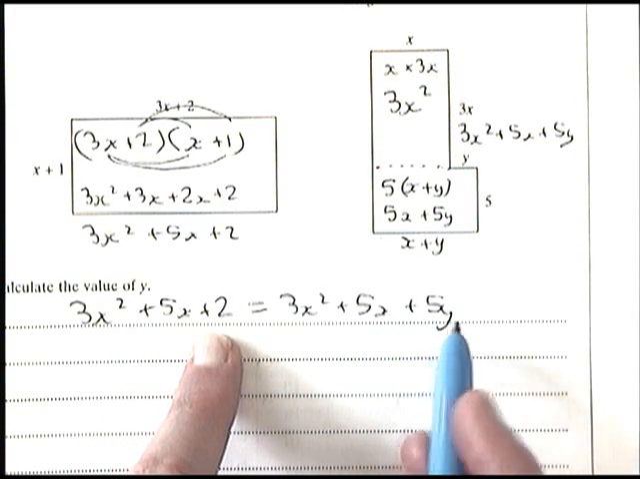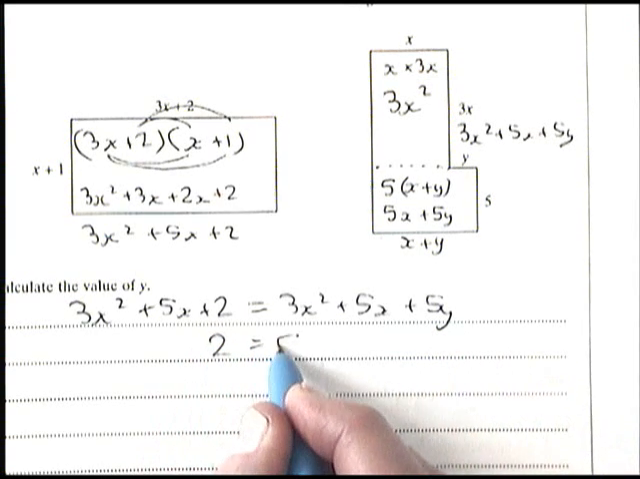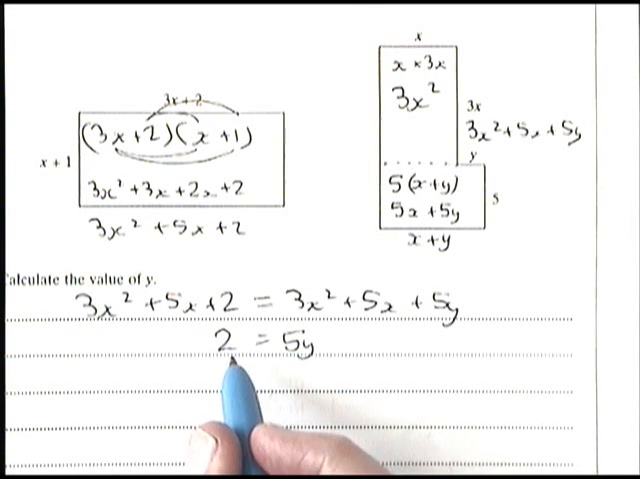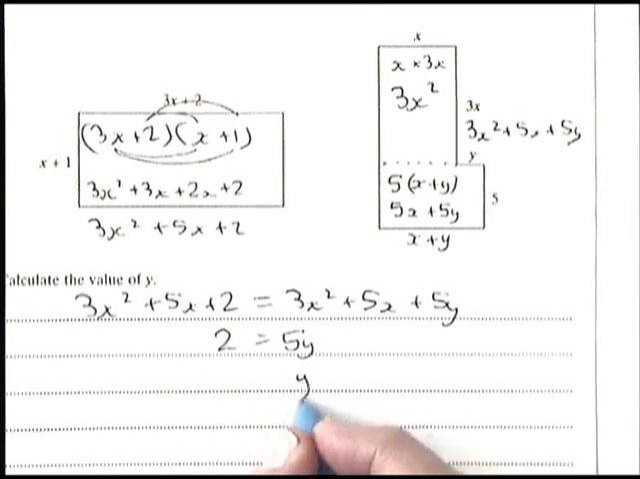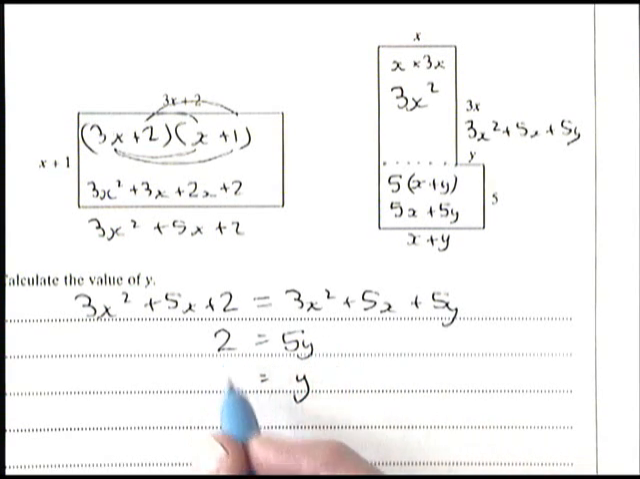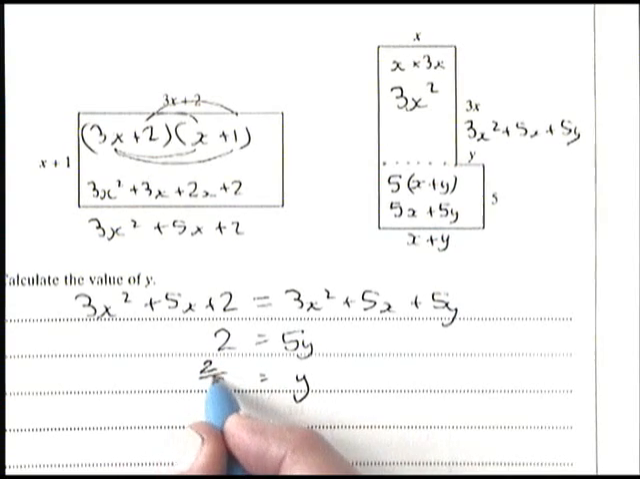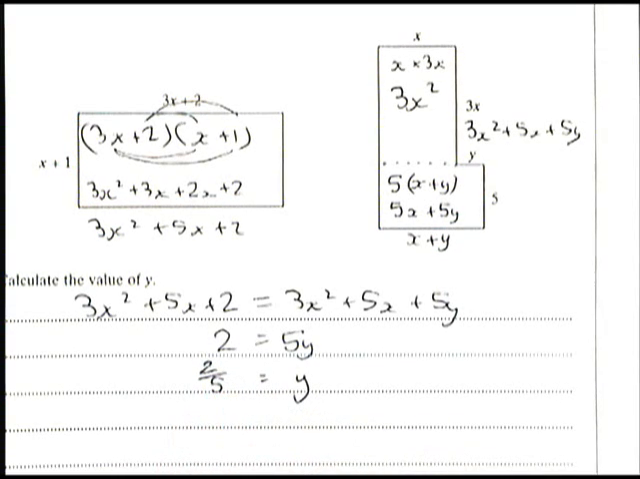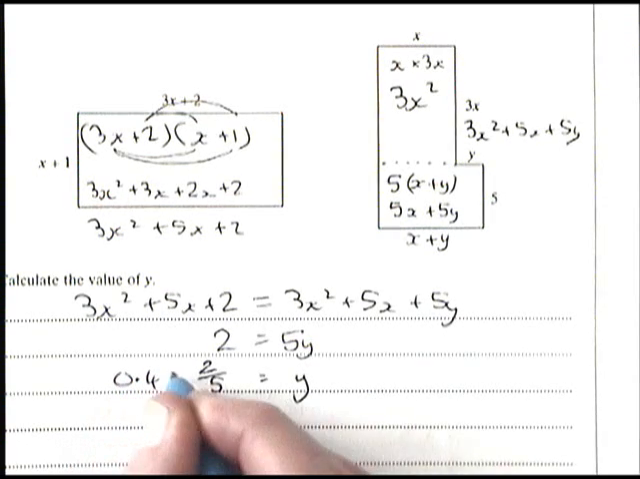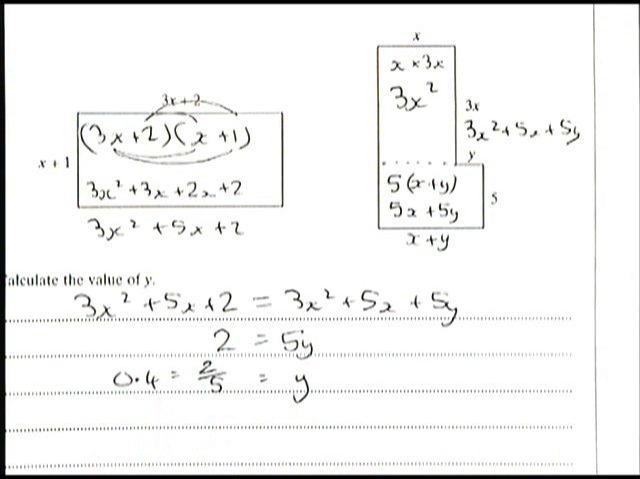Well, those bits must be equal. So 2 must equal 5y. And y is what we've actually got to find out in this question. So if 2 equals 5y, I want 1y, I need to divide by 5. So if I divide 2 by 5, I get 2/5. That's what the fraction is. It's 2 divided by 5. If you want it as a decimal, it's 0.4. But there's your answer for that question. y is 2/5 or 0.4.